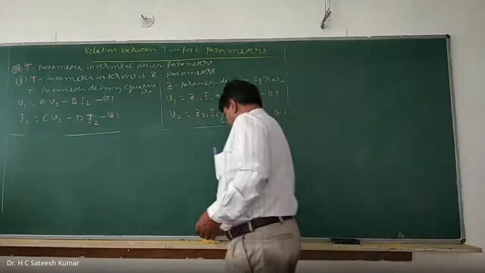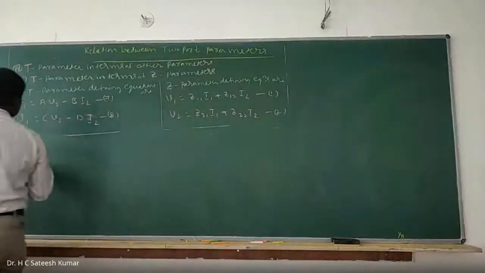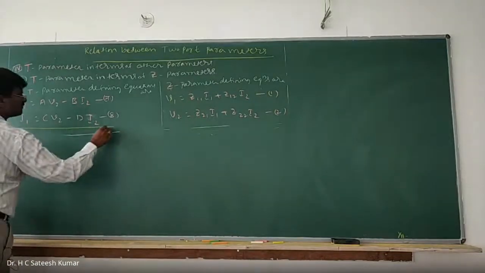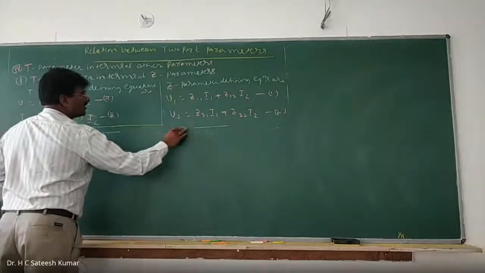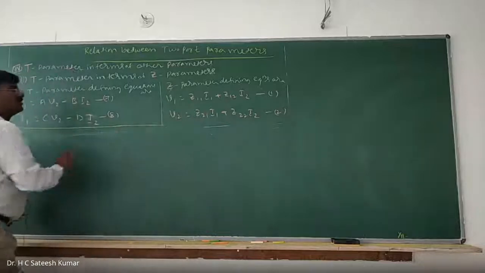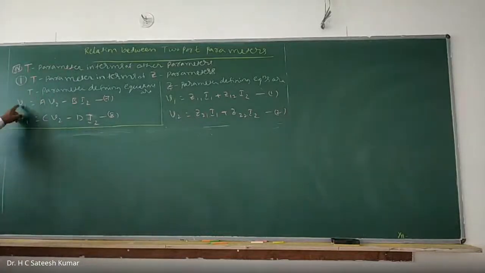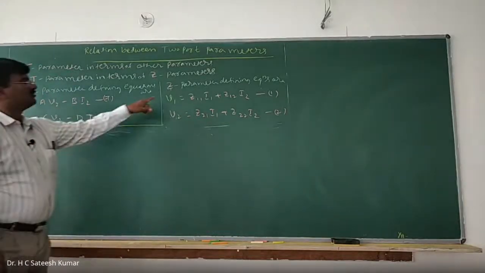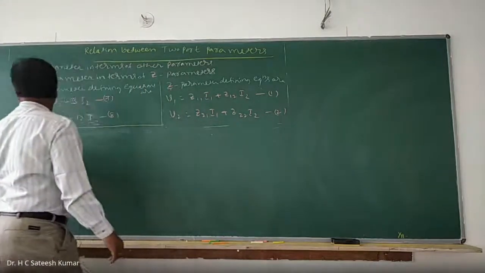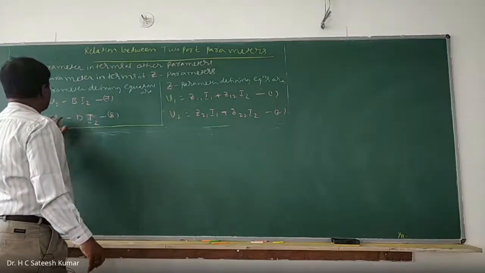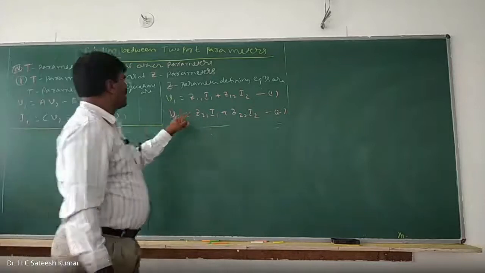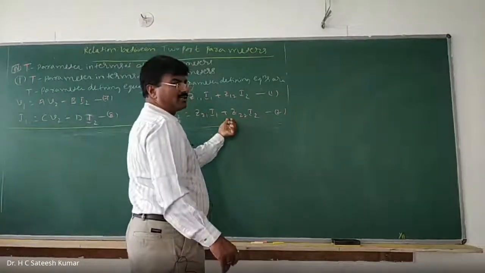Okay. Now shuffle this equation. Okay, right. Can we get it? V1, V2, I2. Next, I1, V2, I2. So the second one you can shuffle.